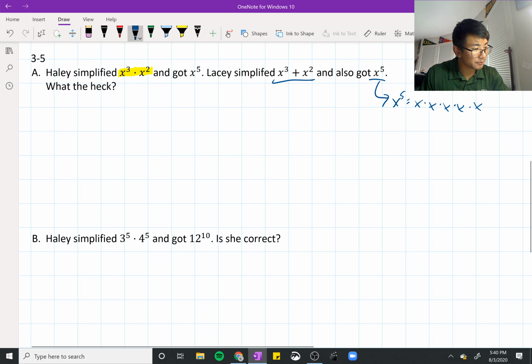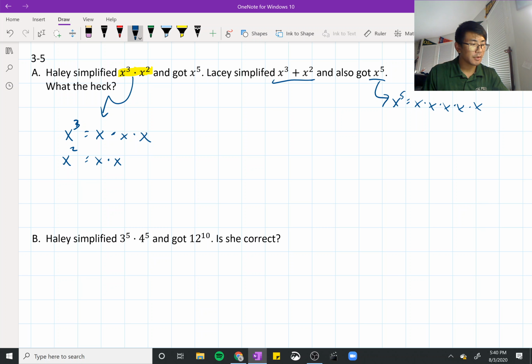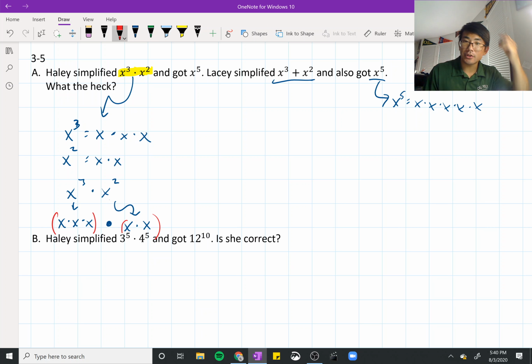So with Haley's, we have x cubed, which really means x times x times x, and x squared would be x times x. Therefore, I think we can just substitute these in. X cubed times x squared really just means 3 x's times x times x. Now, I could group them together with parentheses, just to make it really clear where those 3 x's came from at first, and then the 2 x's on the end.